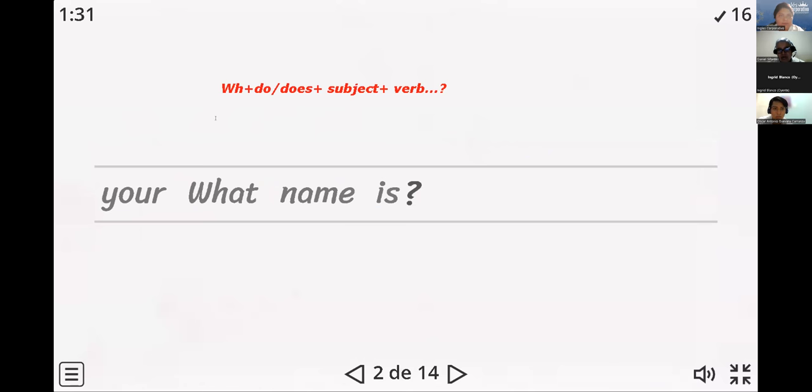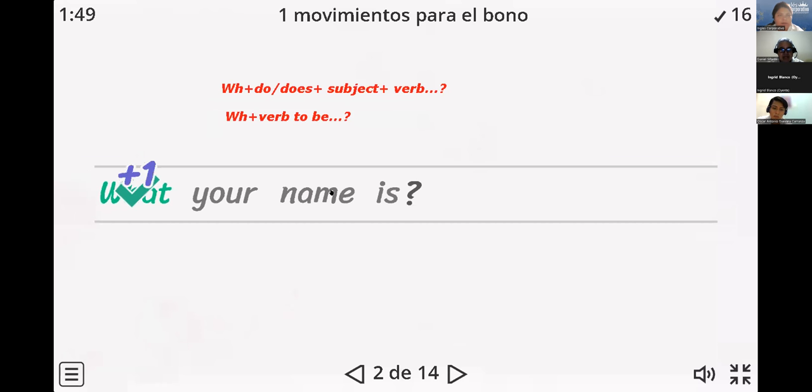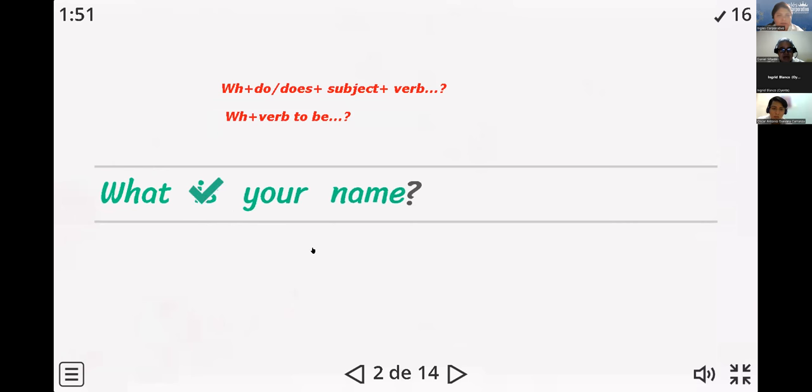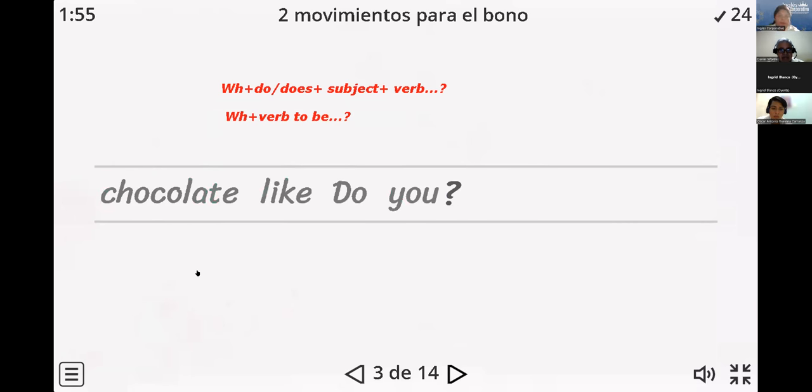What is your name? Okay, and this is the other structure where you use verb to be, right? Double H plus verb to be, and then you add the rest. So the question is, Daniel, what is your name? Perfect. How about this one?